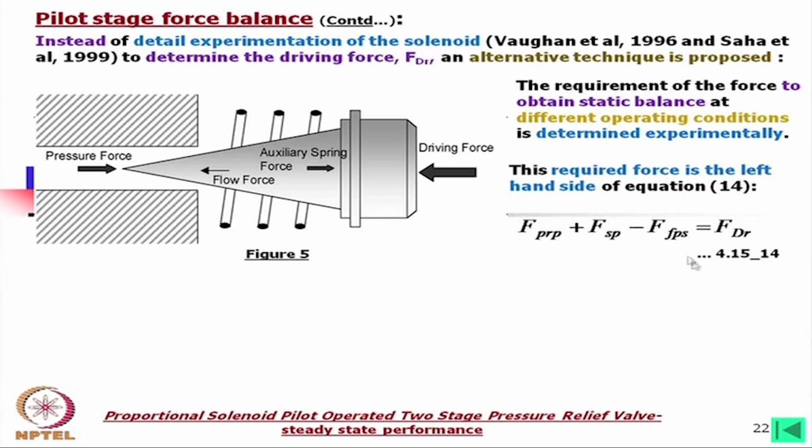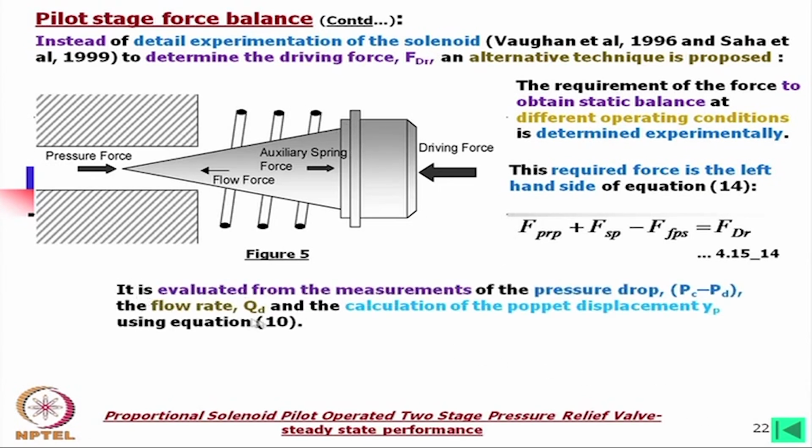So, what we did is that the required force on the left hand side of the equation can be found directly from the driving force, how much we are putting in. It is equivalent to the measurements of the pressure drop P c and P d and the flow rate Q d. The calculation of the poppet displacement Y p using equation 10 can now be achieved.